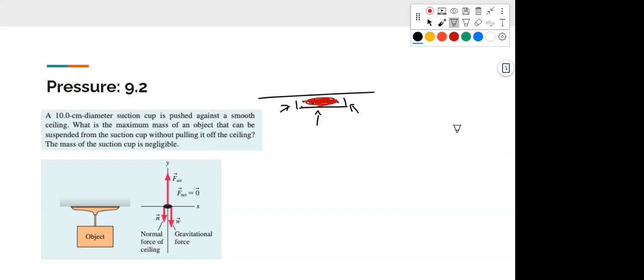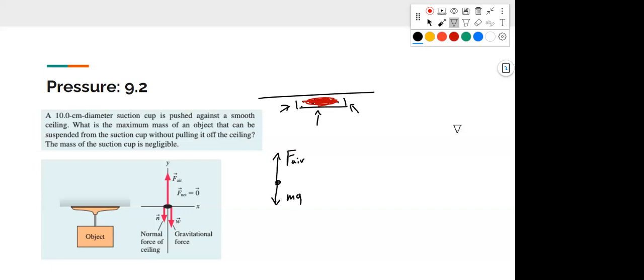Pressure is not a vector quantity. It's actually a scalar quantity, so it doesn't have a direction associated with it. It just exerts itself in any way that it can against any surface that's present. Here it's exerting itself upward, and that upward force, the force from the air, is what's going to hold the suction cup.